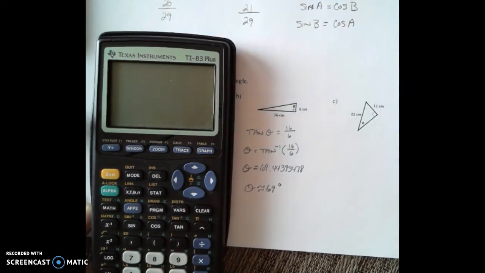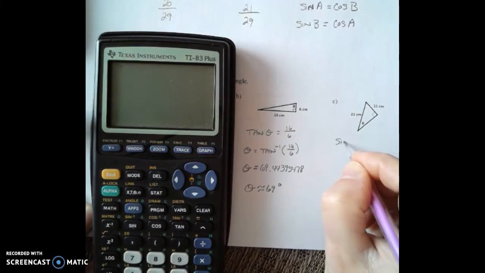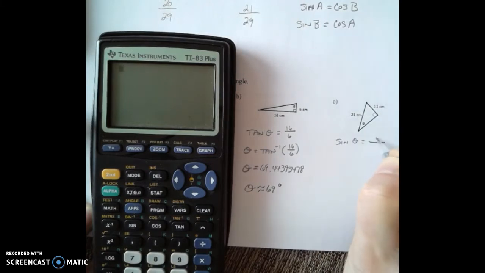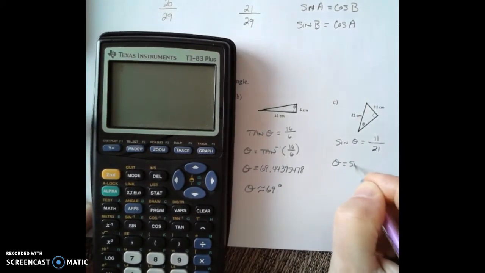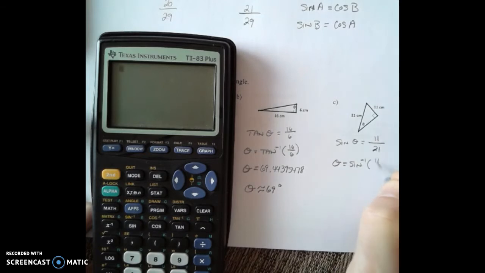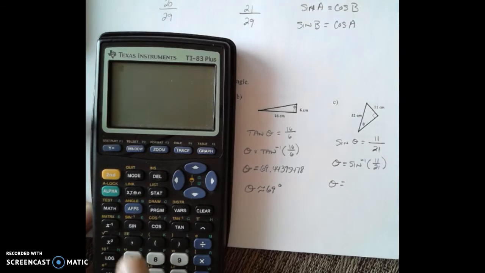Okay, with our last example, here's where theta is located. The sides given are the opposite and the hypotenuse. Opposite and hypotenuse is sine. Sine of theta is equal to the opposite of 11 over the hypotenuse of 21. So to get the angle theta, again, we're going to do the inverse sine of our ratio 11 over 21. And let's punch that in. Second sine, 11 over 21.